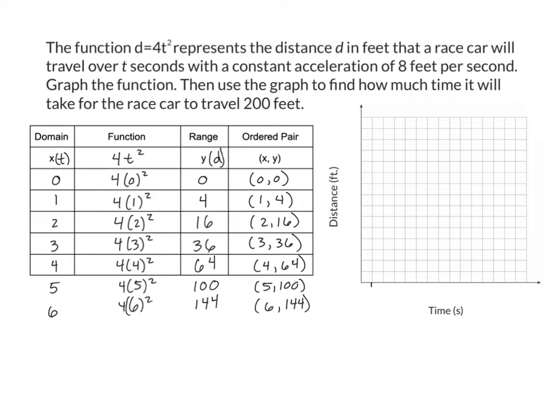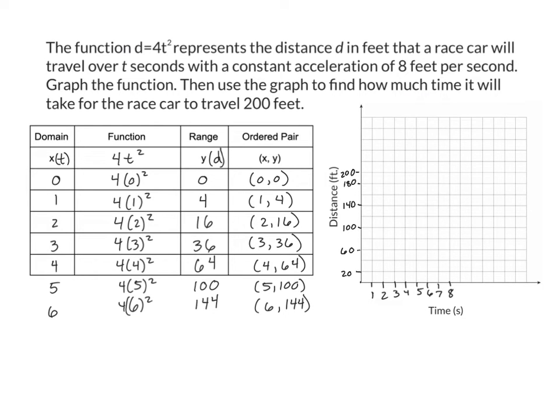So for the time, I'm just going to use a scale of 1, 2, 3, 4, 5, 6, 7, and maybe 8. And then for the distance, I think I'm going to use a scale of 20. So it'll be 20, 40, 60, 80, 100, 120, 140, 160, 180, 200. And so I'm going to graph now.